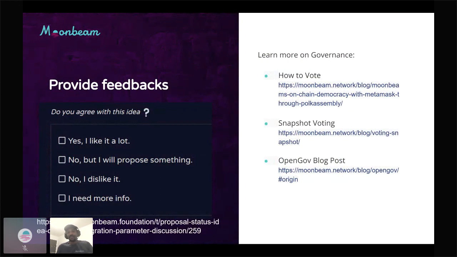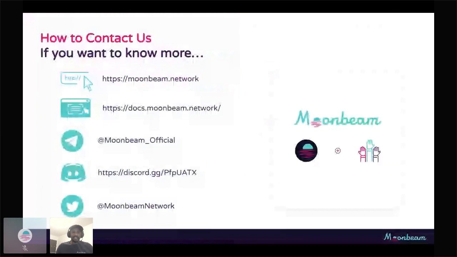If you want to read a bit more about the governance, there is a lot of documentation already on our website. You can go to moonbeam.network and learn how to vote, how the Snapshot voting tool works, and there is also a very well explained blog post on OpenGov if you want to learn more. And again, feel free to reach out to us on Discord or on any different social networks. We will be more than happy to answer your questions.